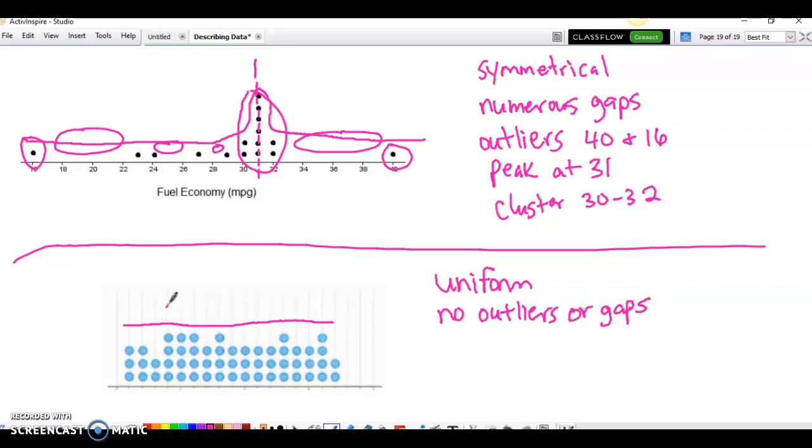We've got some peaks here. We've actually got these guys, 1, 2, 3, 4. We've got a bunch of peaks here. So we've got peaks or modes, numerous. Okay, now on your performance task, please be specific and tell me where they're at. I am about out of time on this video. Okay, so uniform, no outliers or gaps, peaks. Our graph is pretty much a whole cluster of data.